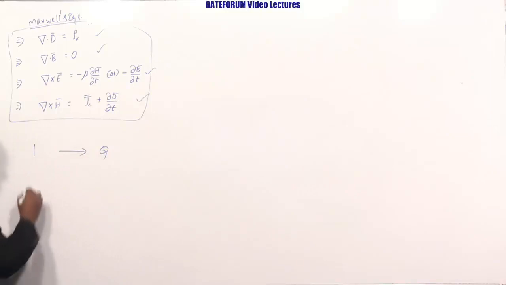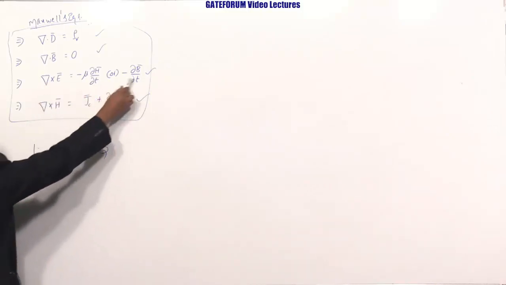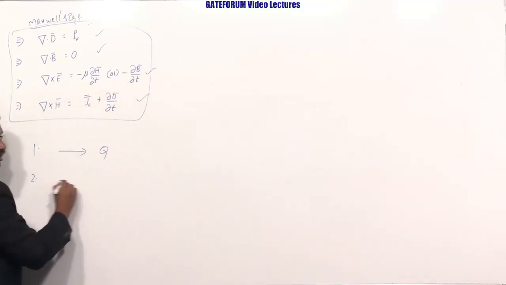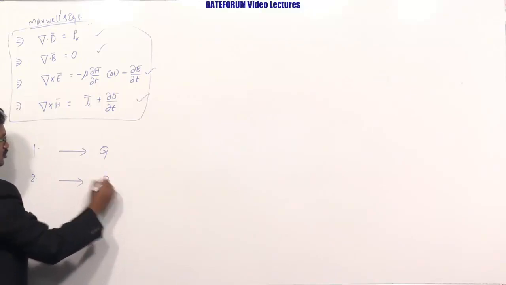Next, the second equation they have given is del cross E. Del cross E is equal to what? Minus dou B by dou T. Del cross E equal to minus dou B by dou T, so it will match to R.